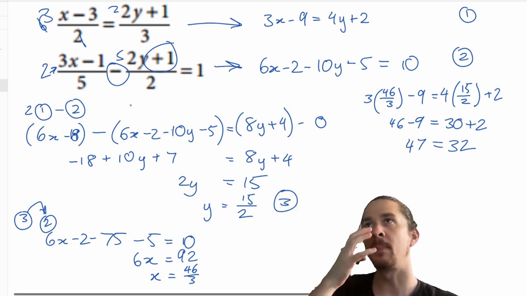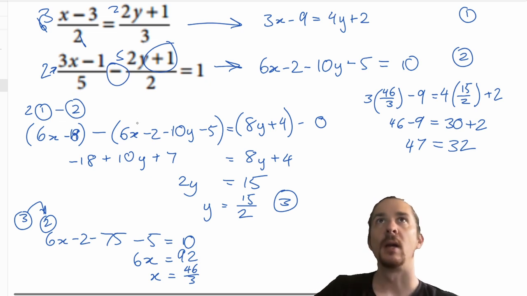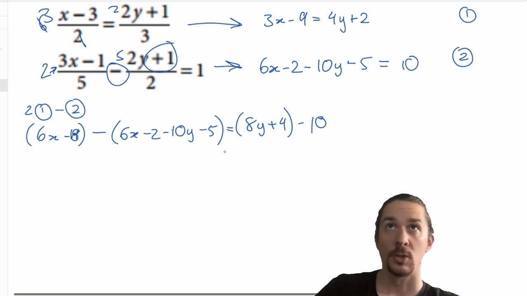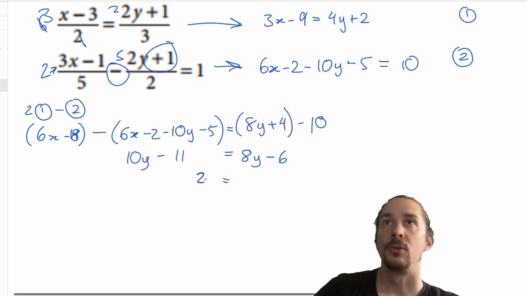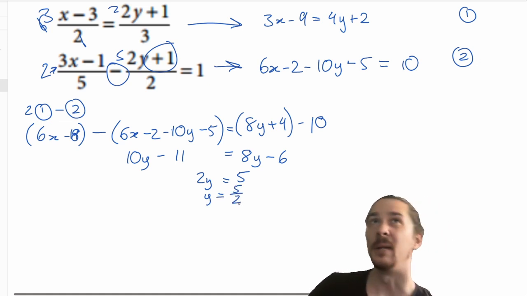So then the next question is, what happened when we did 2 times equation 1, and then we subtracted equation 2? So, that's obvious. That should have been a 10. I read it as a 0. So let's repeat these steps. Over here, we're going to have 8y minus 6, right? Because plus 4 minus 10. Over here, we're going to have 10y minus 11. So that will be 2y equals, negative 6 plus 11 is 5. Y is equal to 5 over 2. Now that seems a lot more likely to me.